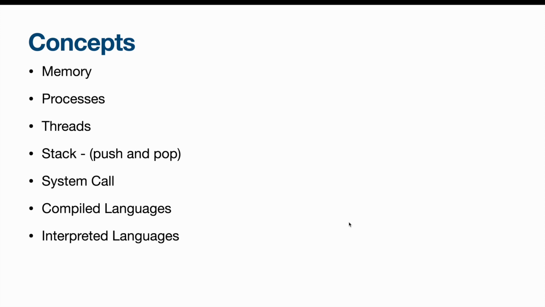Okay, so that's my brain dump, my mental model of computers, what they are, how they work, what the operating system's doing for us, and what Python is. We talked about memory, processes, threads, what a stack data structure is, the concept of pushing something onto it and popping something off of it, system calls, compiled languages, interpreted languages. That's a lot. That's several years of computer science undergrad.